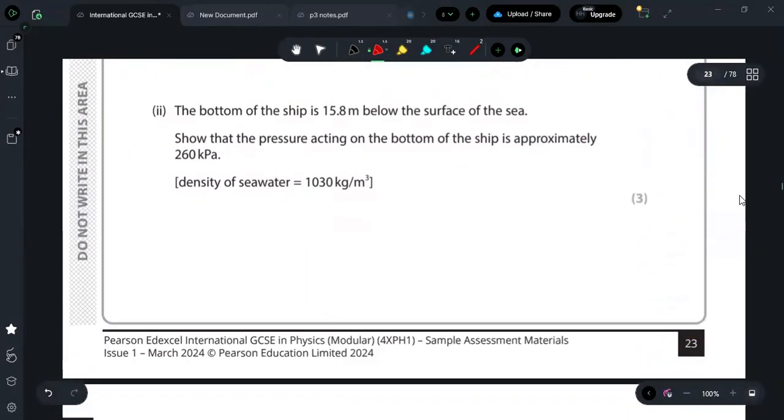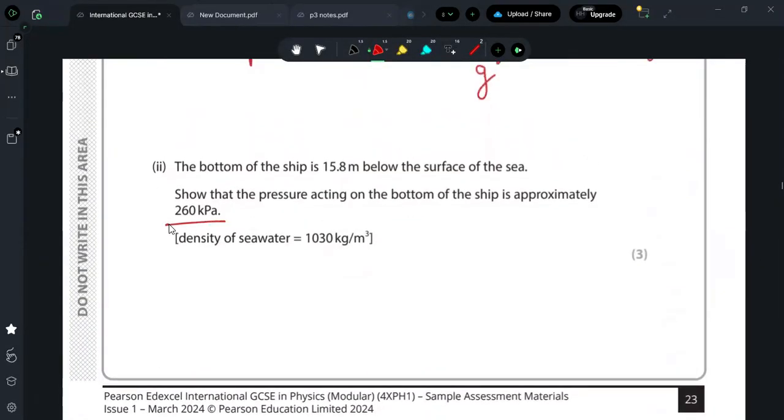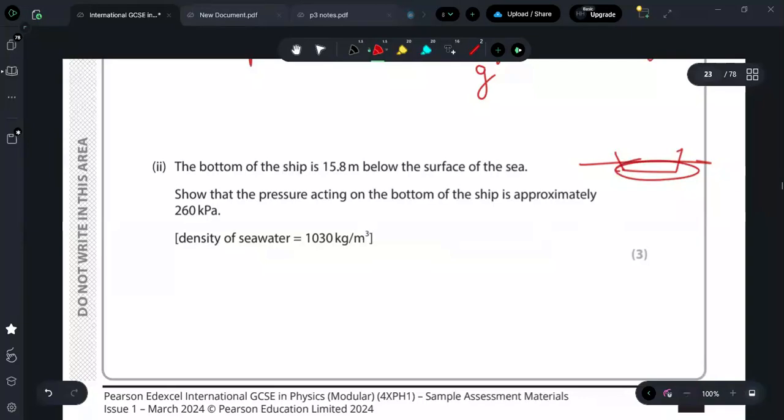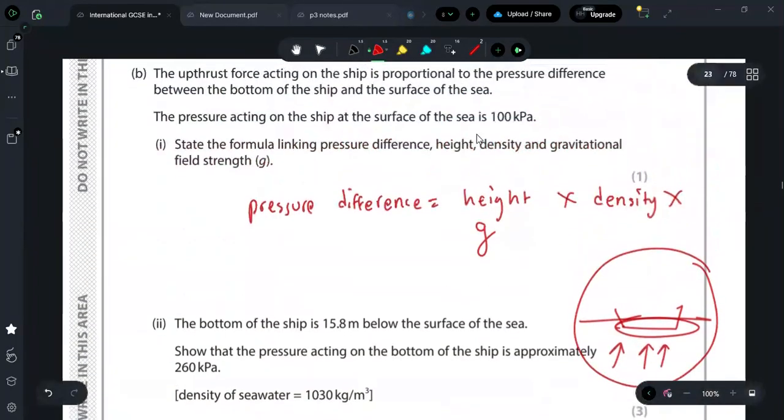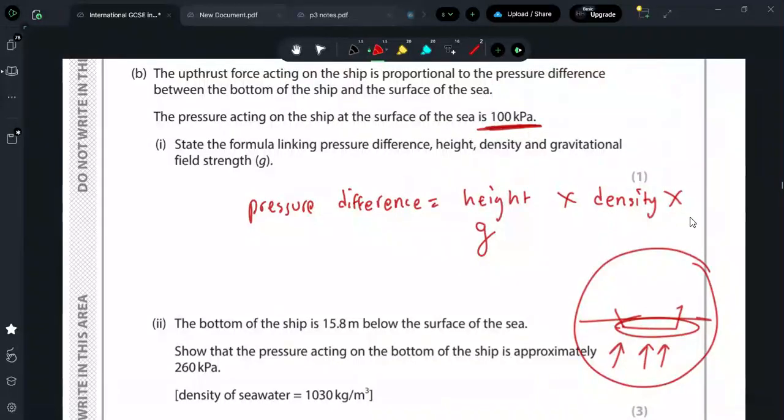Number 2, the bottom of the ship is 15.8 meters below the surface of the sea, so that the pressure acting on the bottom of the ship is approximately 260 kilopascal. You need to show a value that is approximate to this one, right? Now, this is the ship that is submerged, and the bottom of the ship will actually experience two pressures. One is from the liquid, another is from the atmosphere. The atmosphere value they have given us. The pressure acting on the ship at the surface of the sea is 100 kilopascal.